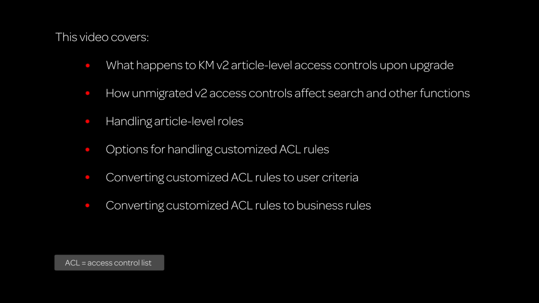This video explains why the knowledge-based search may produce unexpected results after upgrading from Knowledge Management version 2 to 3, and presents best practices for handling article-level access controls during migration. Click an item to go directly to that topic, or continue watching to cover all topics.